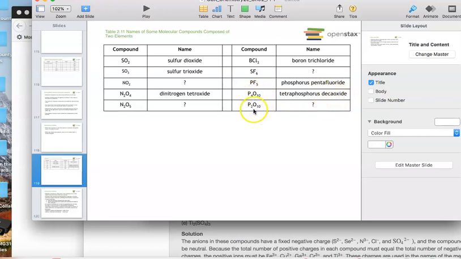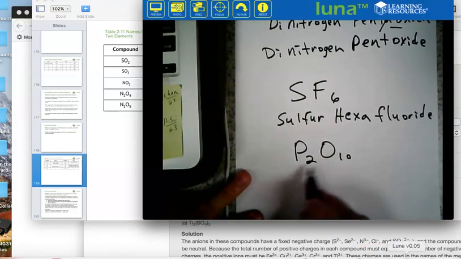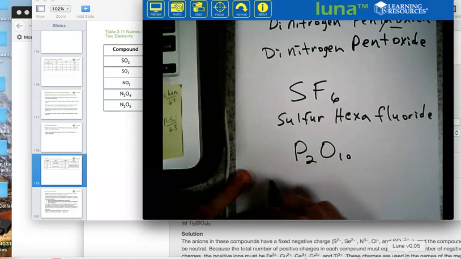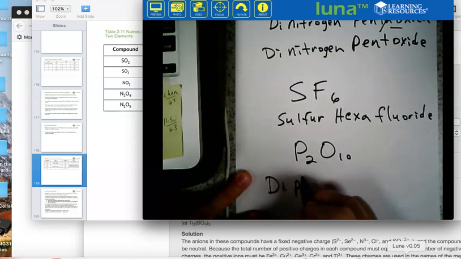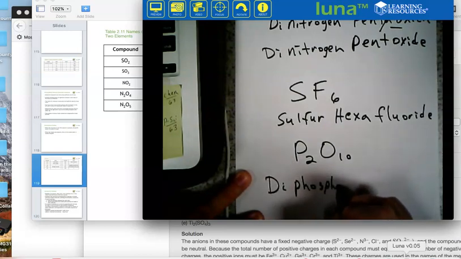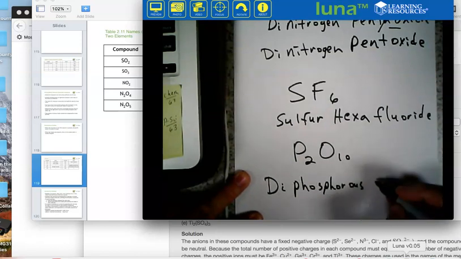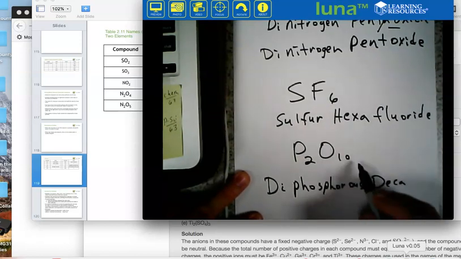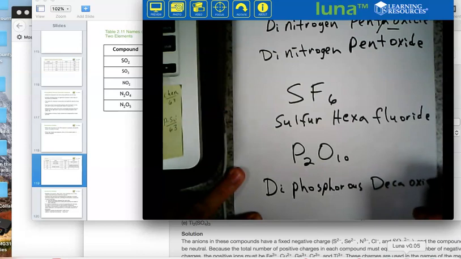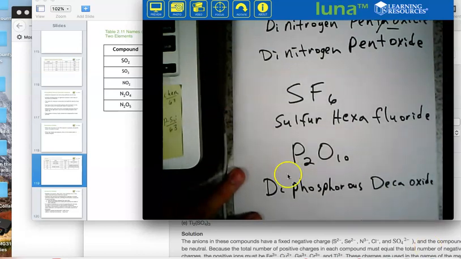And then here we have P2O10. So here we have the prefix for 2, which is di, and then P is phosphorus. And then 10 is deca, and then oxygen becomes oxide. Okay, so P2O10, diphosphorus decaoxide.